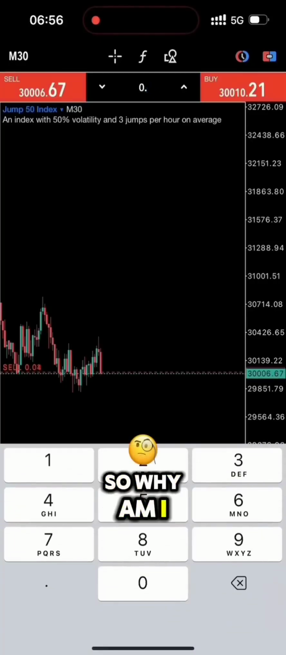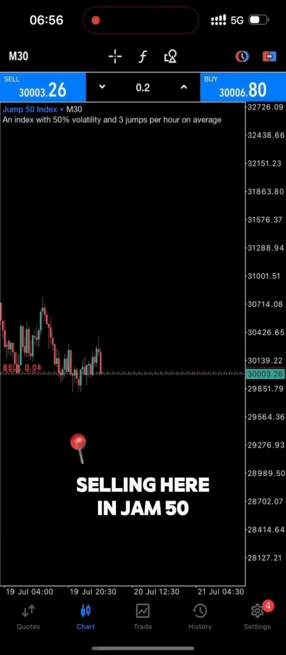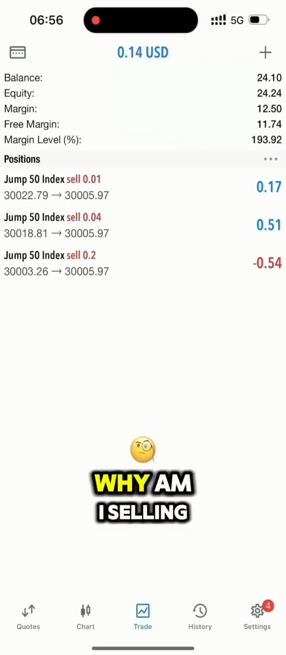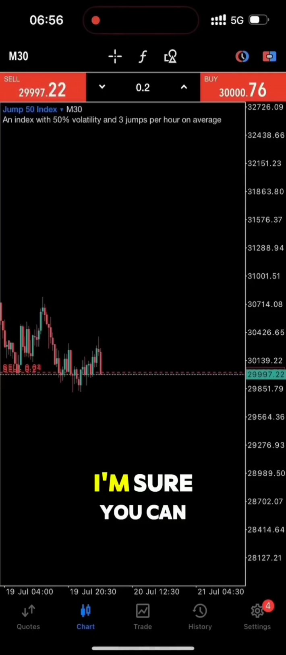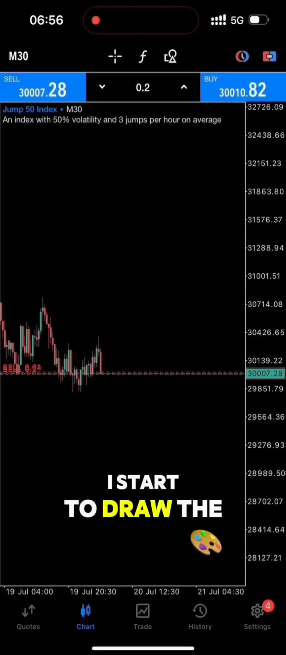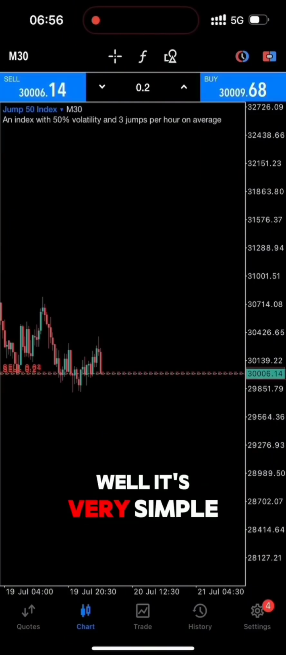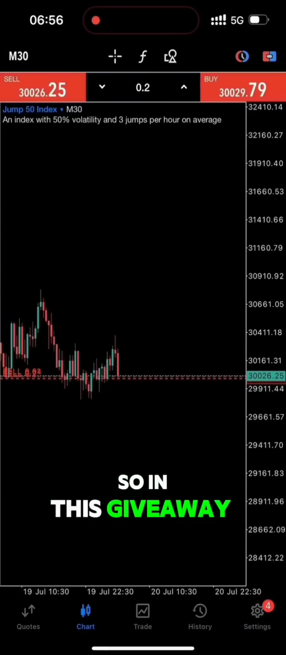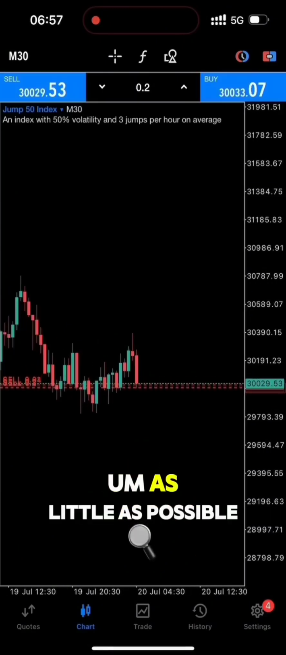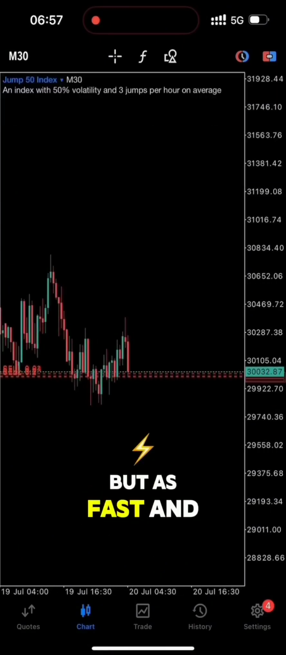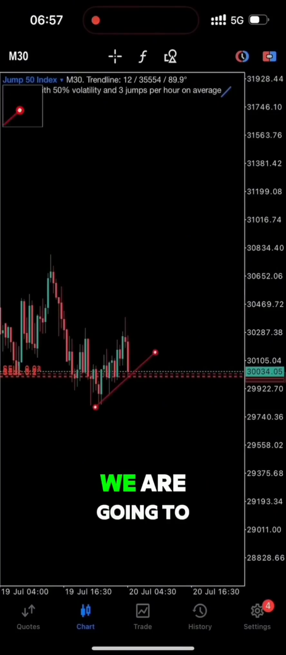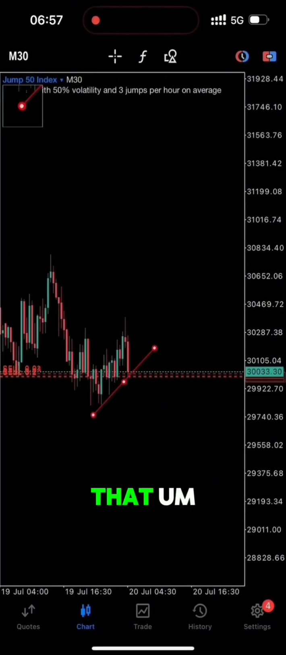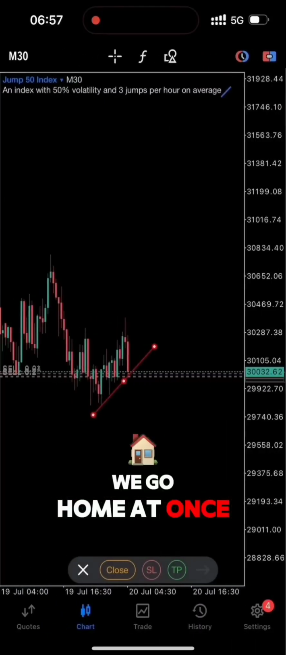So why am I selling here in Jump 50? Why am I selling? I'm sure you can find a reason before I start to draw the trend lines. Well, it's very simple. You do not have to complicate everything. So in this giveaway account, we are growing it as little as possible, but as fast. And then when we get our chance, we are going to go full margin, so that we go big or we go home at once.